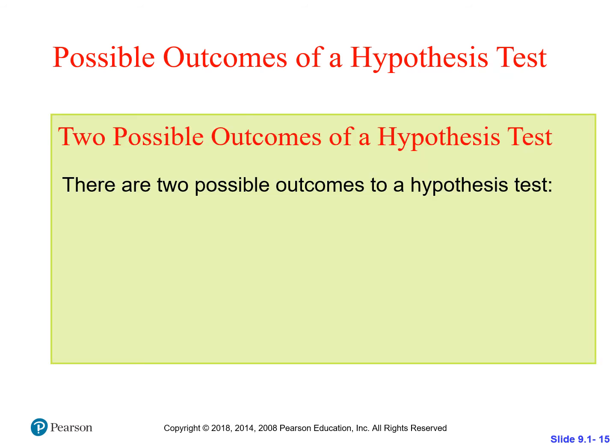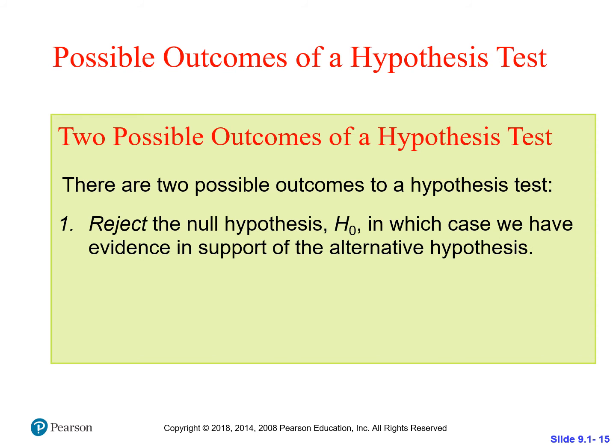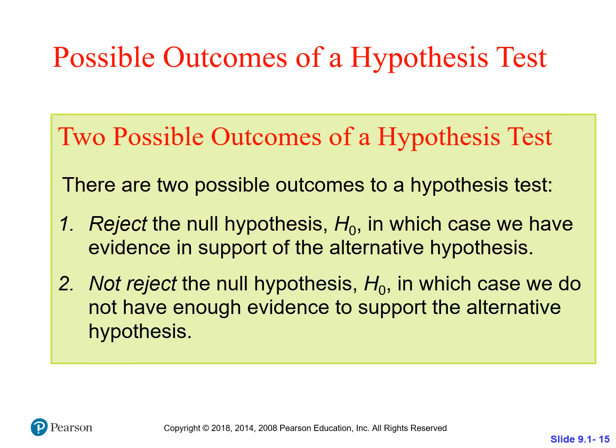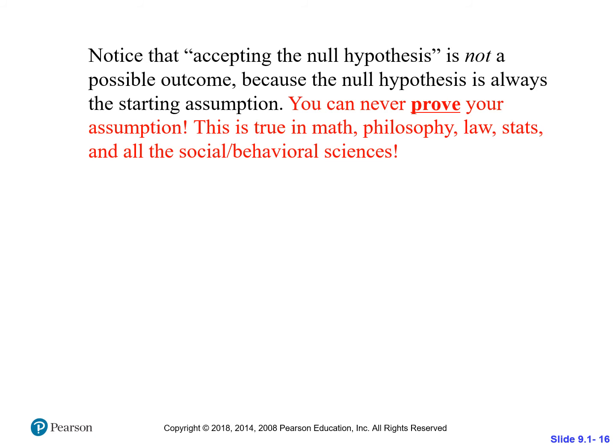Okay, possible outcomes of a hypothesis test. There are two possible outcomes of a hypothesis test. One, reject the null hypothesis, H naught, in which case we have evidence to support the alternative hypothesis. And two, not reject the null hypothesis. Important that language there is not reject the null hypothesis. That's not the same thing as saying accept. In which case we do not have sufficient evidence to support the alternative hypothesis. Note that accepting the null hypothesis is not a possible outcome, because the null hypothesis is always the starting assumption.